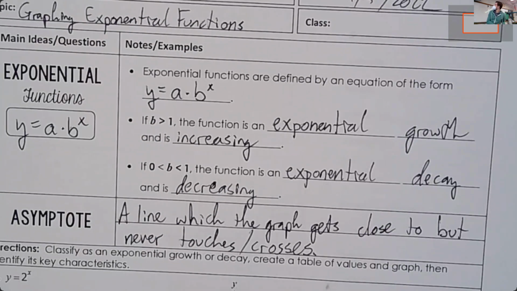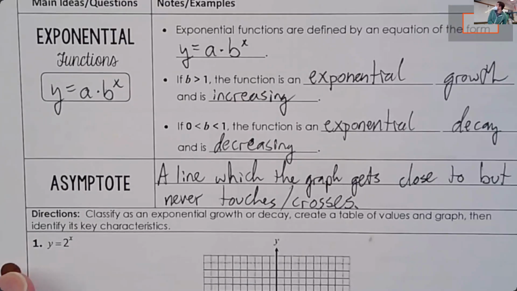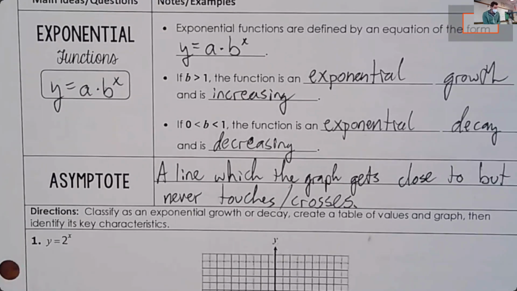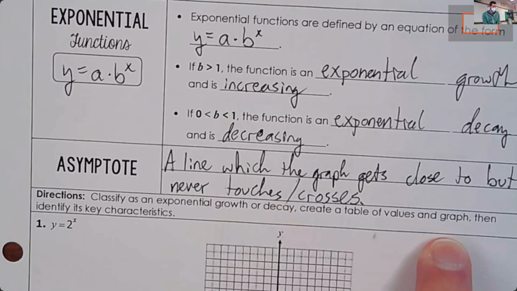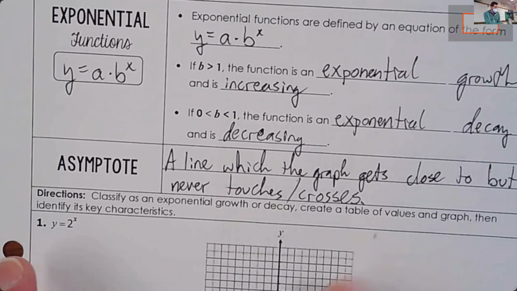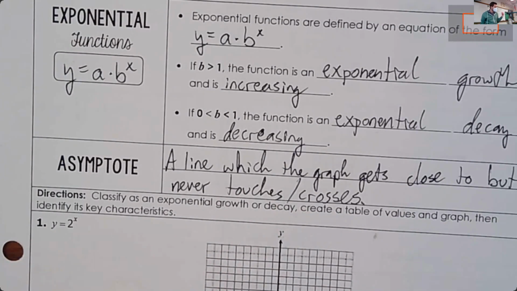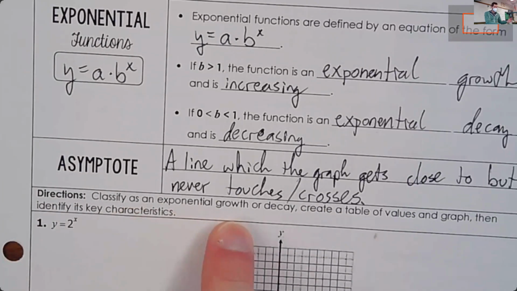It says, classify, the directions here: classify as an exponential growth or decay, create a table of values. So that's going to be the big part with the calculator. And then graph, and then identify the key characteristics. So the first thing we're going to do is classify this as exponential growth or decay.